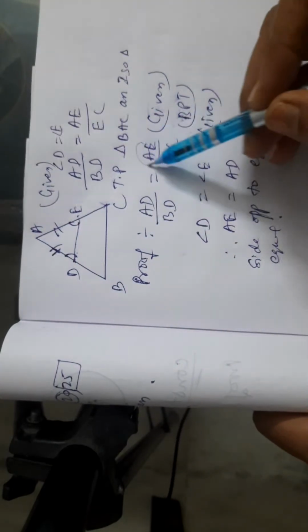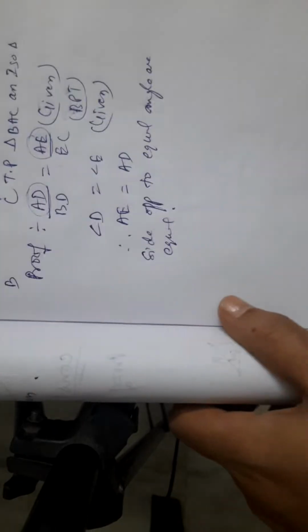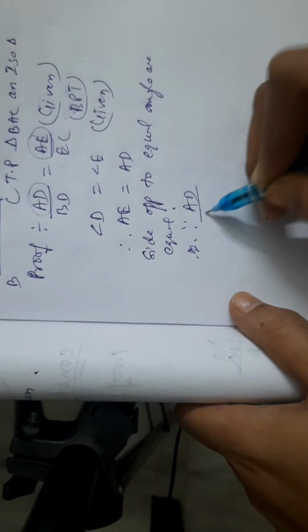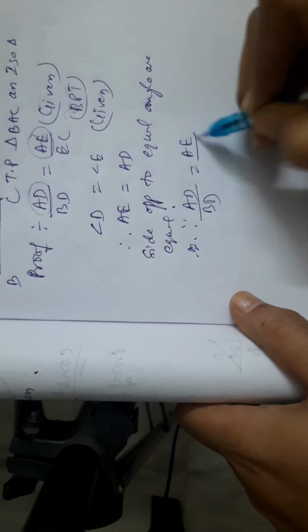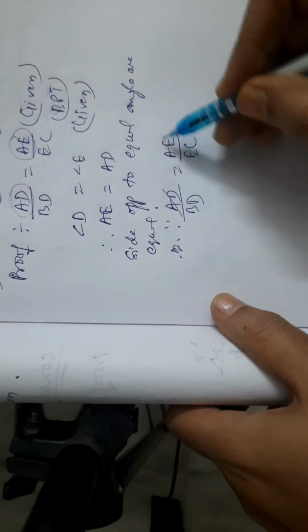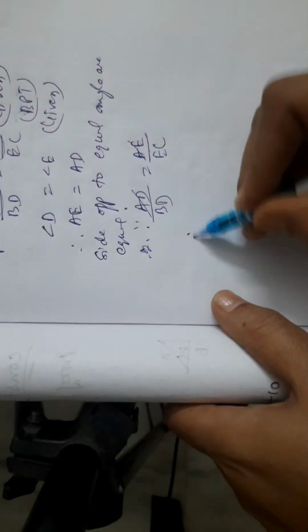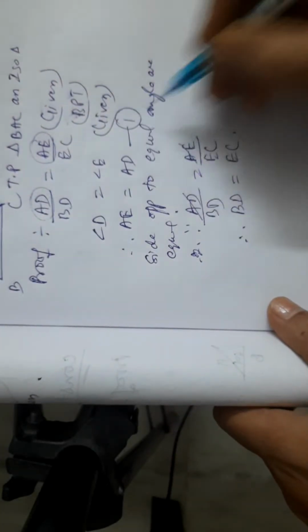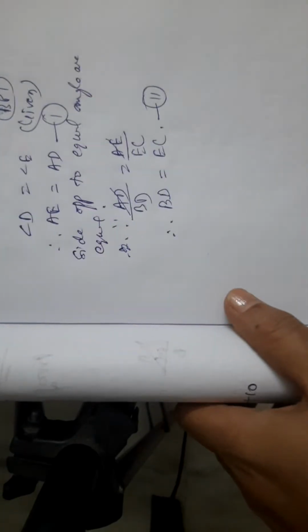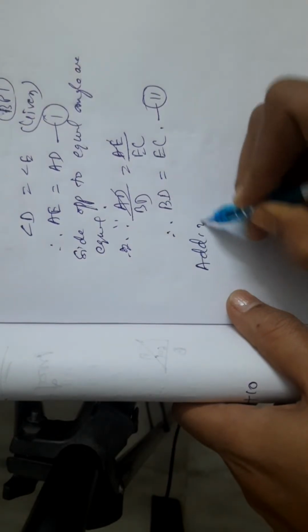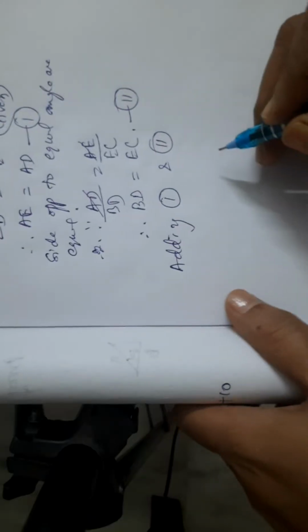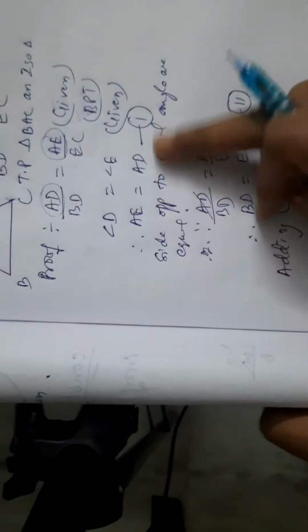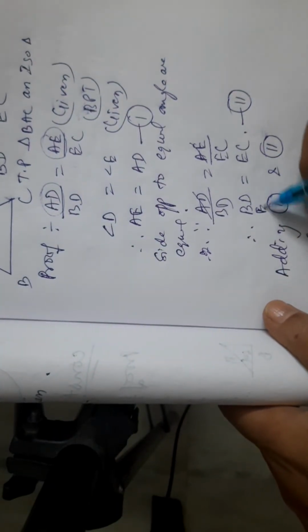As we made AE and AD equal, we can replace them, because AD upon BD equals AE upon EC. So these two terms are equal, as proved above, and we can cancel them. So BD will also become equal to EC. Let this be the first equation and that the second equation. Now adding equations 1 and 2. If we add them, AE plus, okay, here we got the reverse order, so we'll change this order a little bit.